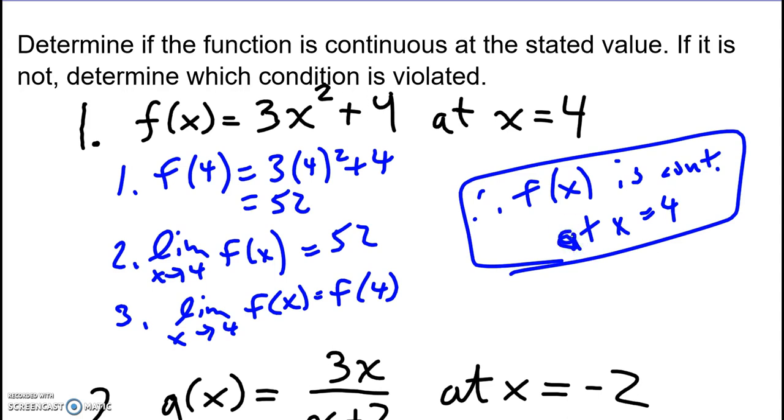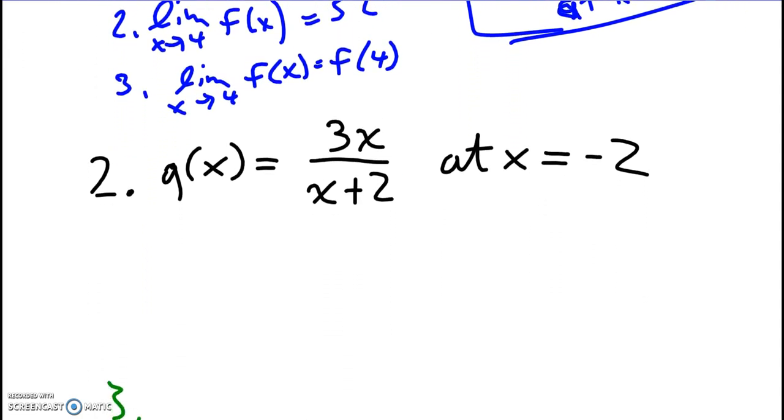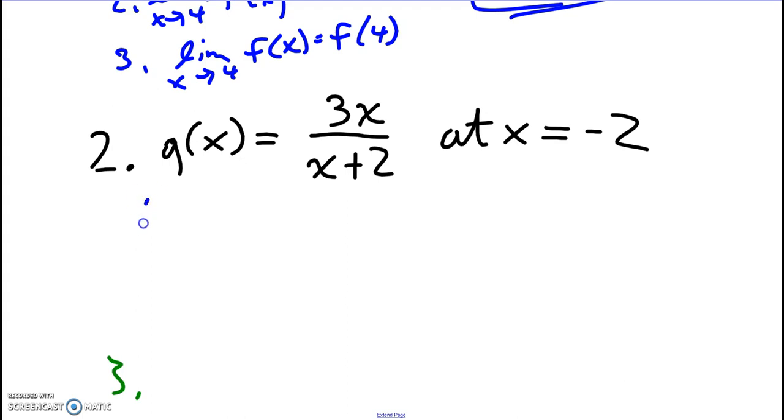Okay. All right, so let's talk about number 2. Again, we have to check those 3 requirements. So the first one we have here is, okay, function value g of x, not f of x, that should be g of x, at -2.